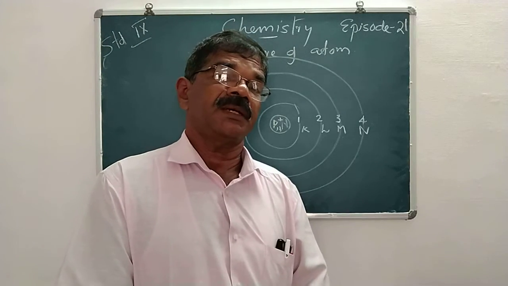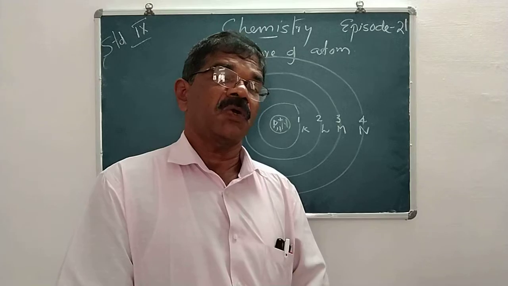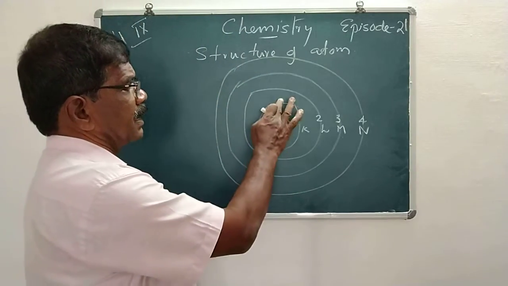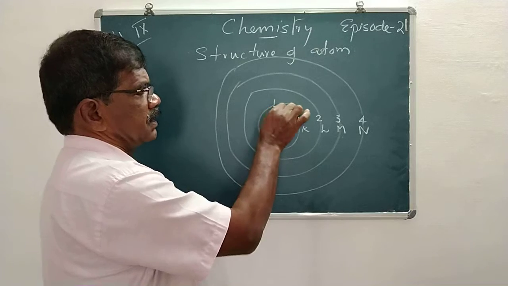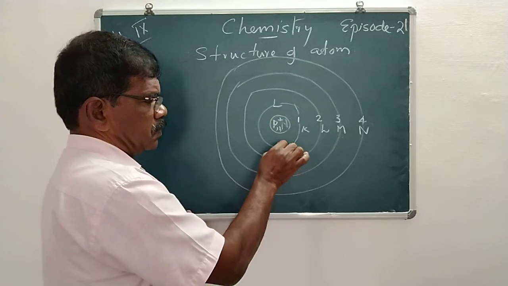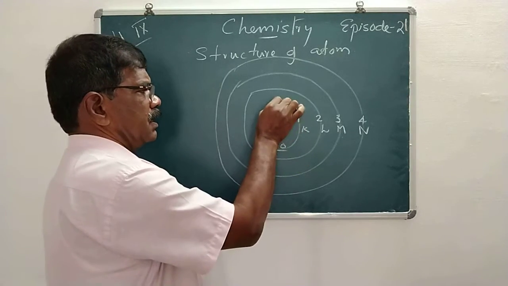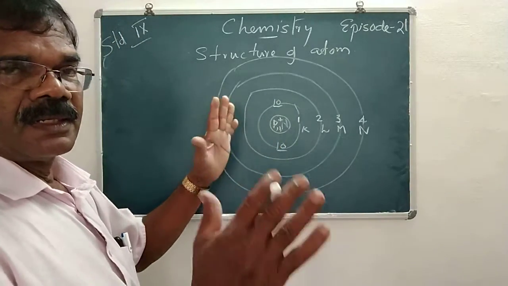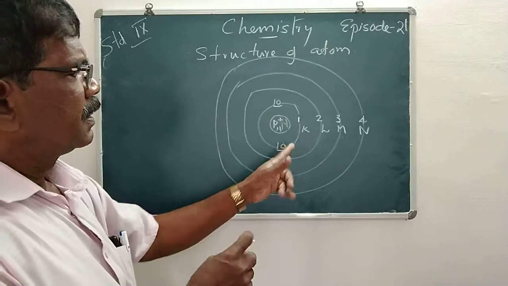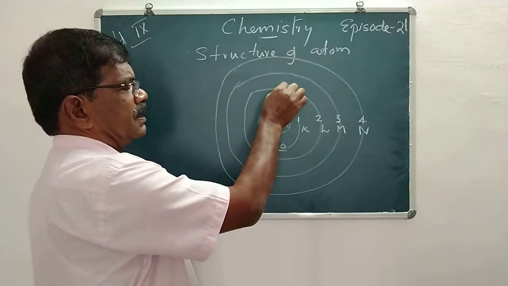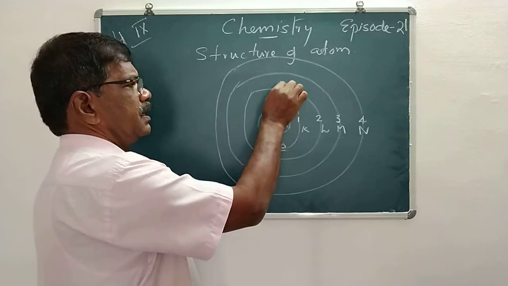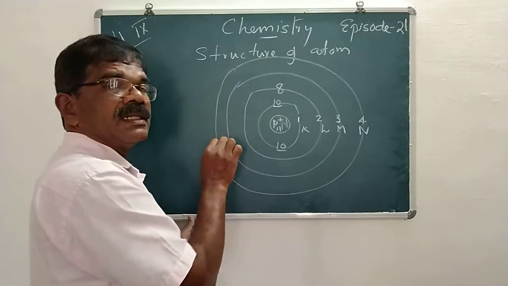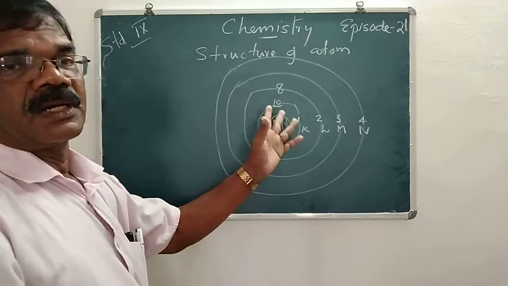Then the third main thing is the maximum number of electrons that can be accommodated in each shell. In the K shell, there are only 2 seats. Only 2 electrons can be accommodated in the K shell. This is the lowest energy level. The lowest energy level is K. The second shell can contain a maximum of 8 electrons. Only 8 electrons can be accommodated.